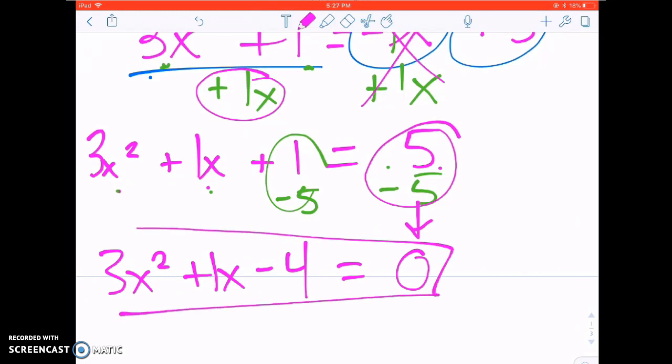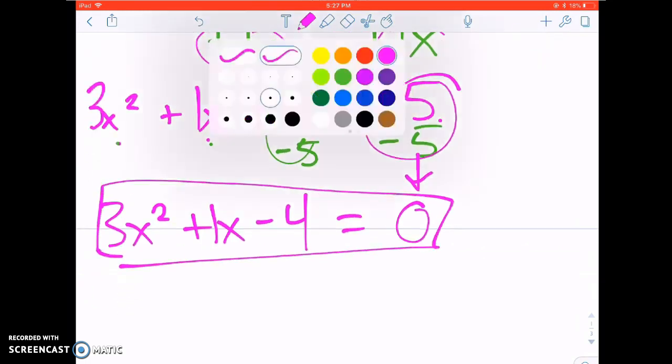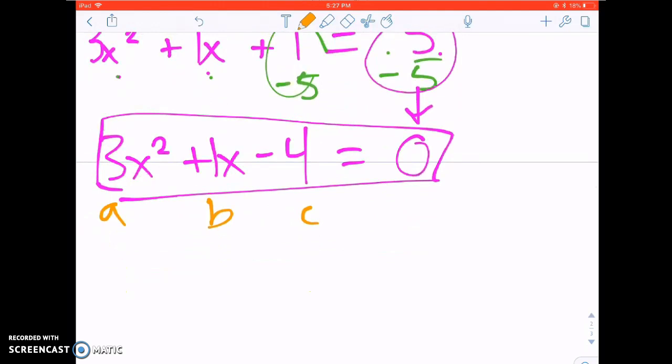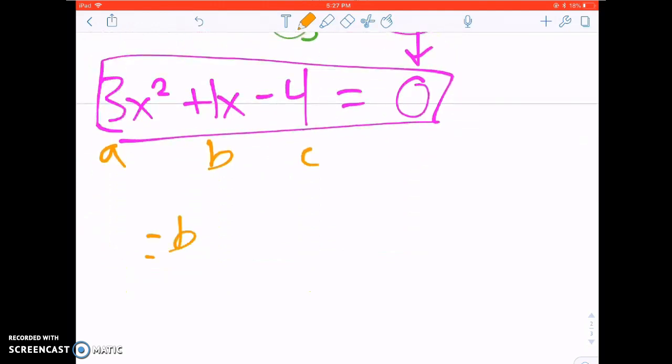Check it out. We have a beautiful quadratic equation now. We've got our a in front, a is 3, b is 1, and c is negative 4. Now you can easily do your negative b over 2a, find your axis of symmetry, make your graph, find your zeros, and you are happy. Cool? That's all there is to it.